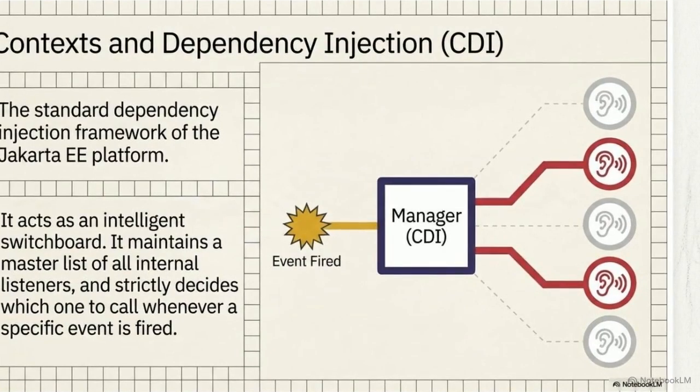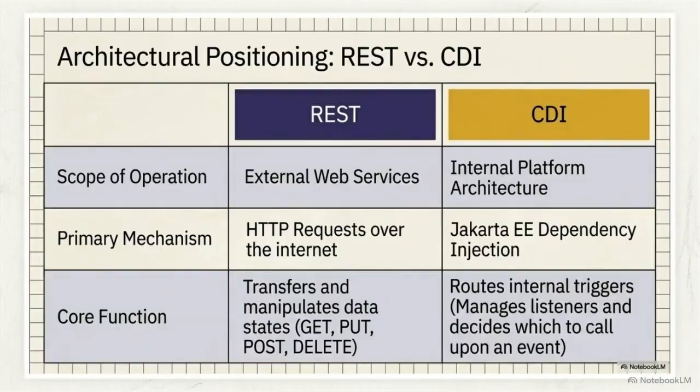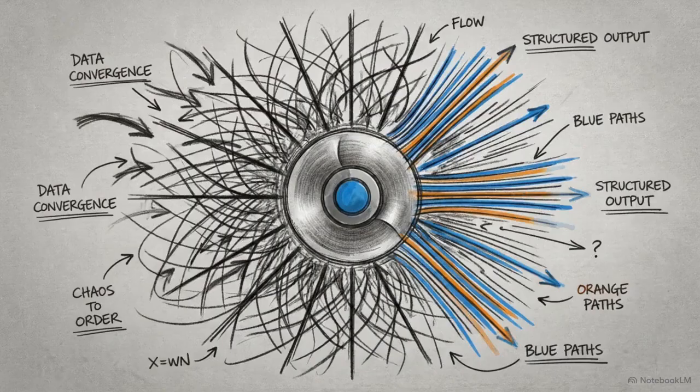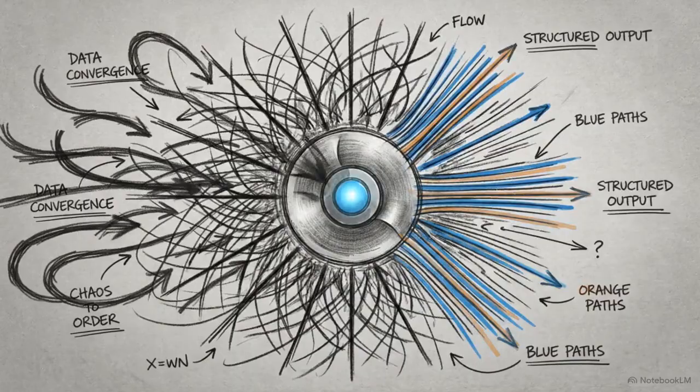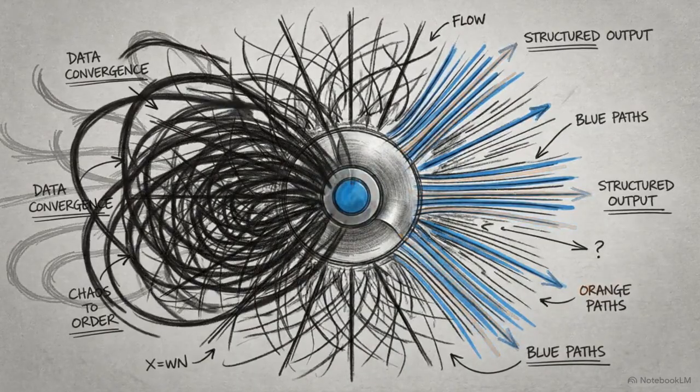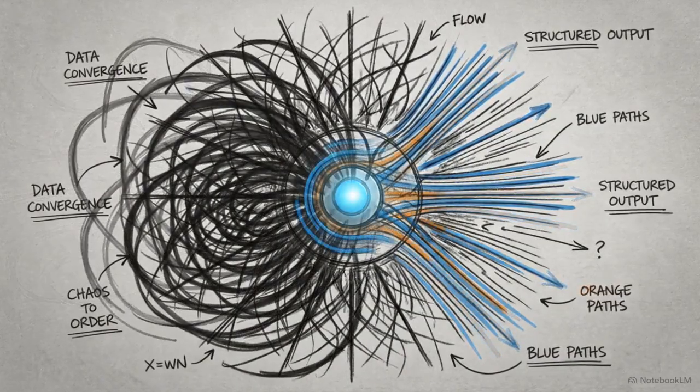This table explicitly contrasts the two protocols. REST operates externally, transferring data states over the internet via HTTP. CDI operates purely internally, routing event triggers, and managing dependencies within the server platform itself. If incoming REST data triggered internal functions directly, it would cause chaotic, overlapping executions. CDI acts as an internal traffic cop to maintain order.